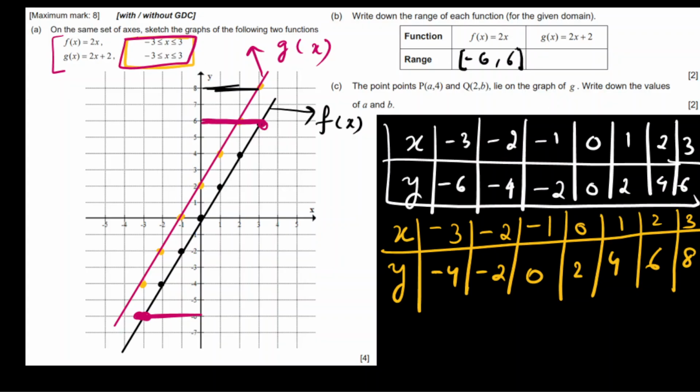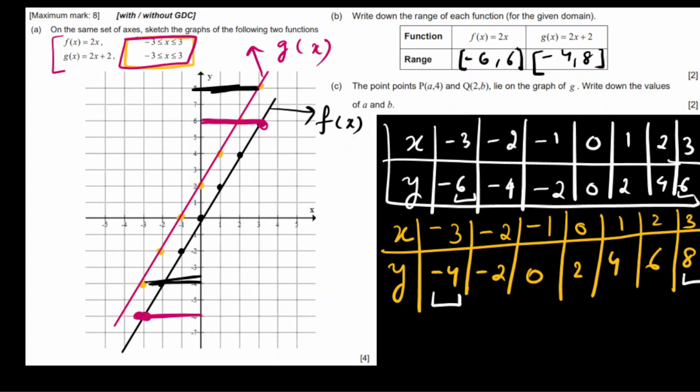For g(x), this is the maximum value and this is the minimum value. At minimum value minus 3, we are getting minus 4. So this is minus 4 to positive 8. This is the range of function g(x). Because I took the boundary points, from here also you can see minus 4 to 8 and negative 6 to positive 6.